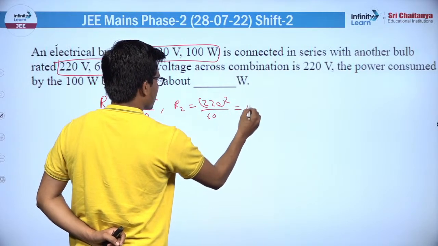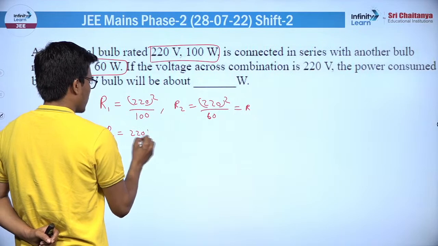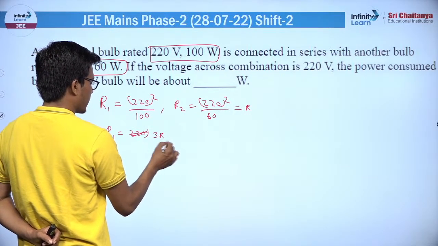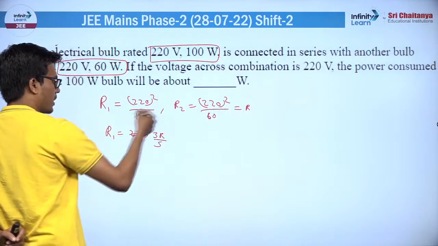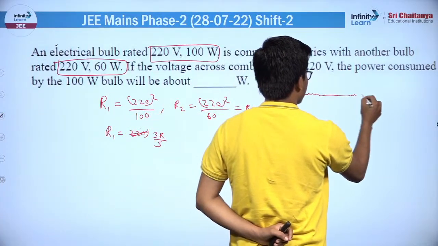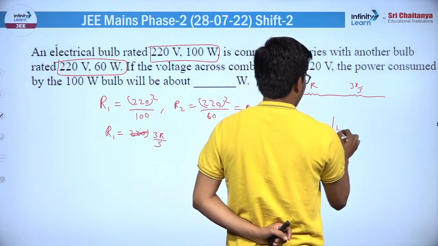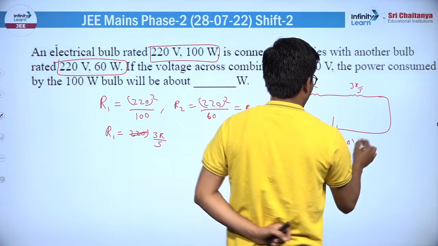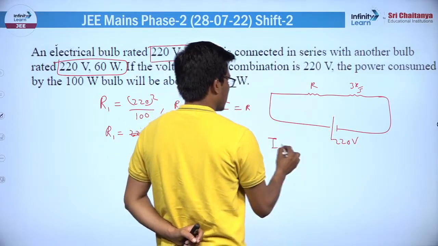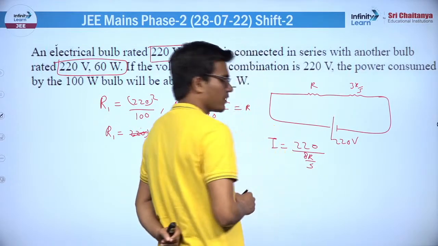So if I assume this as R, this will be 3R by 5, right? If this I assume R, this will be 3R by 5. So both are connected in series, R and 3R by 5, and they are connected to a battery of 220 volt. And now, what will be the current? Current will be EMF upon total resistance, that is 8R by 5.